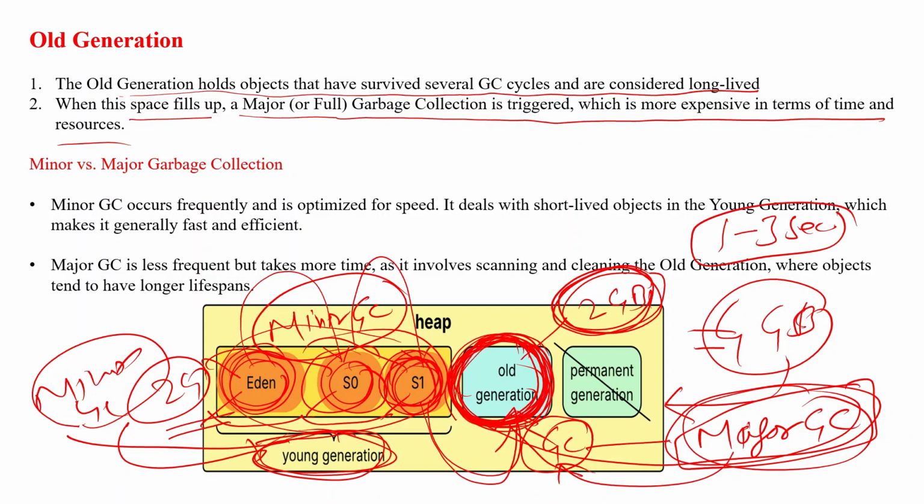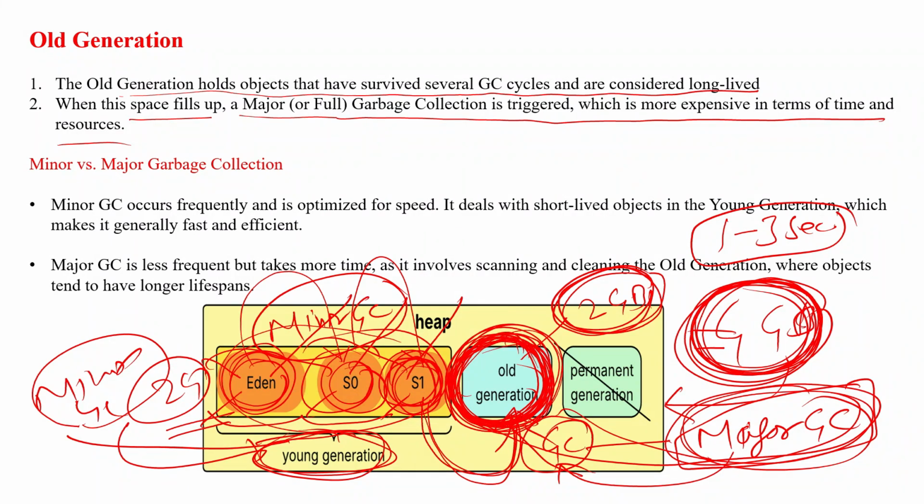Okay, and now what is the other important consideration here? If old generation is also getting full and major GC is executing, that means your complete heap size is almost getting exhausted, right? Because Eden is full, S0 is full, S1 is full, and that's why the objects are moved to old generation. Now old generation is also full, and I need to run the major GC. So major GC will mostly occur when your complete heap is full.